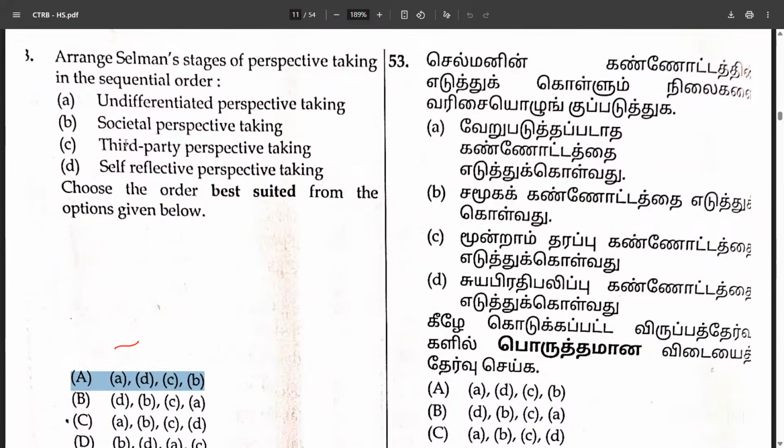So here the first thing is undifferentiated perspective taking. So this is level 0. This is actually for the age of 3 to 6, where children grasp that others have different thoughts and feelings but often mix them up. Okay, so this is a perspective of egocentrism. Okay, then we have self-reflective perspective. This is level 2. Here the age is 7 to 12 years. So children begin to understand that others can have different thoughts and feelings, and they recognize it. Okay, people can think in a different way.